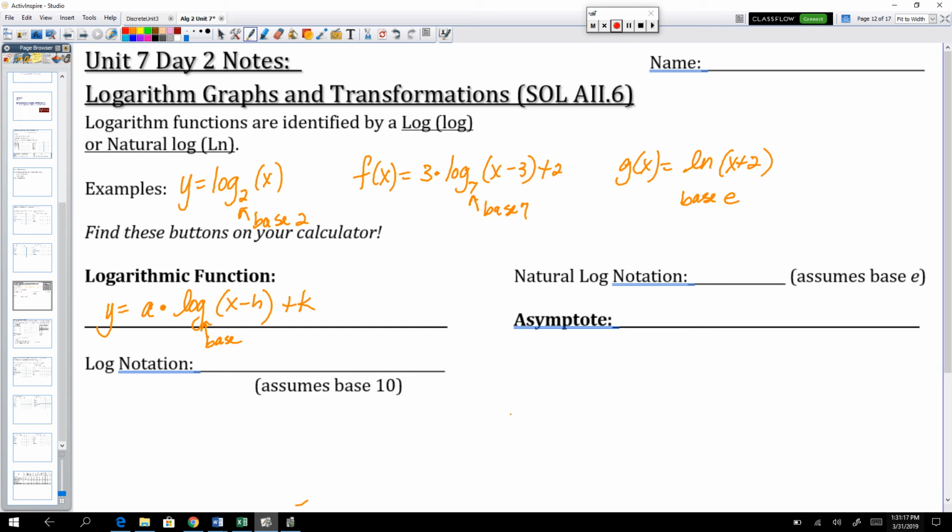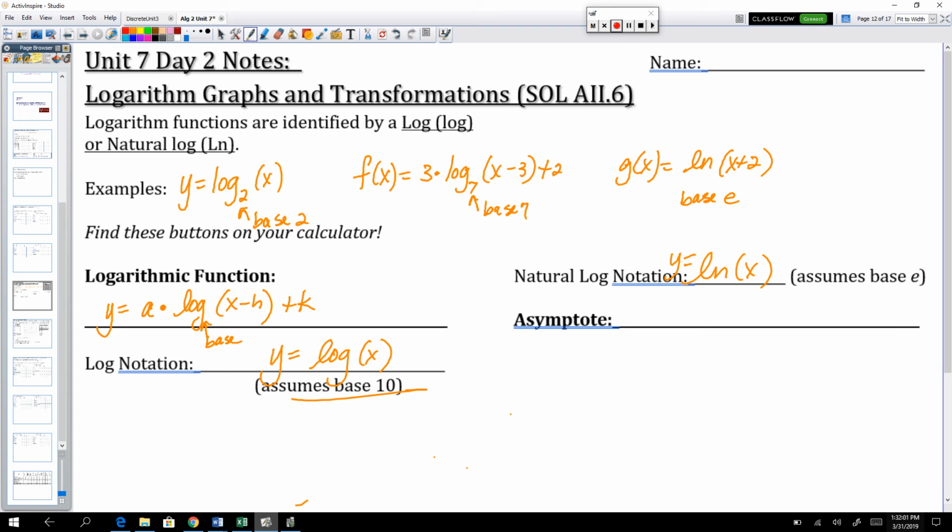Typically, if it doesn't have any number there at all, we assume that it is 10. So if you just see y equals log of x, we assume that the base is 10. Whereas up here in the examples, you saw a base of 2 specifically explicitly written. That means we're changing our base from a 10 to a different number. If you see ln of x, we assume that the base is e. That is always the case with natural log.